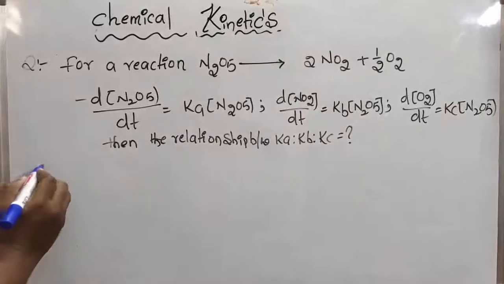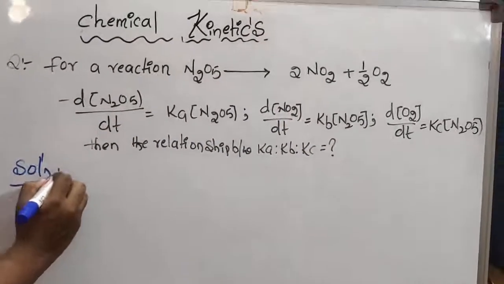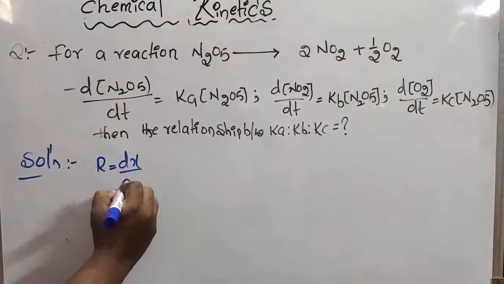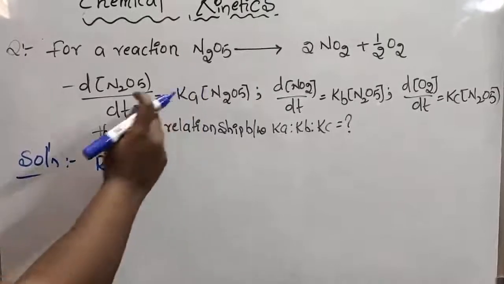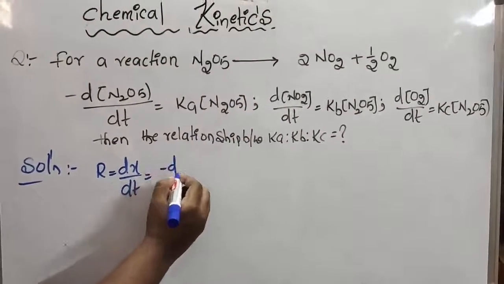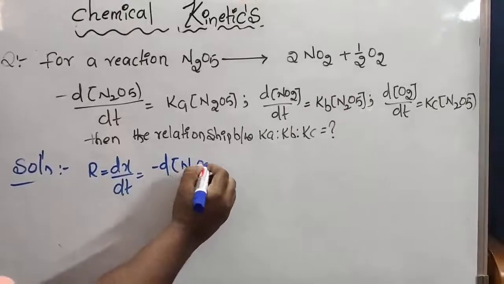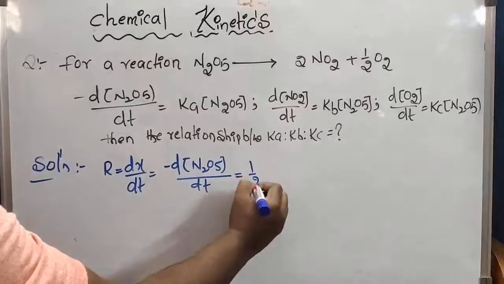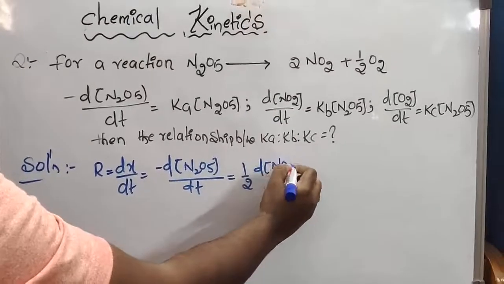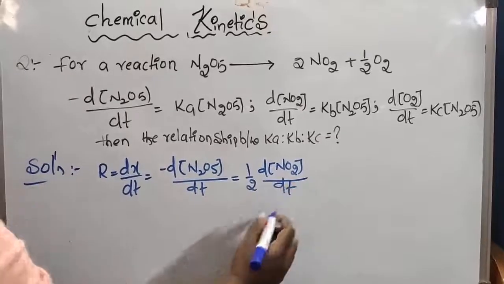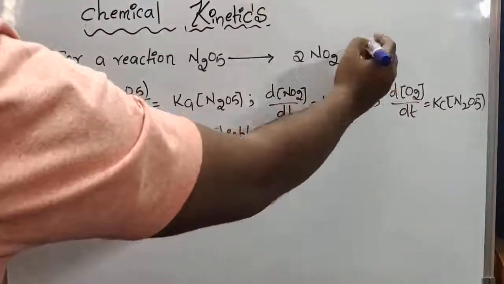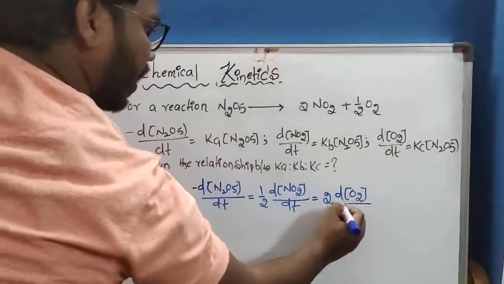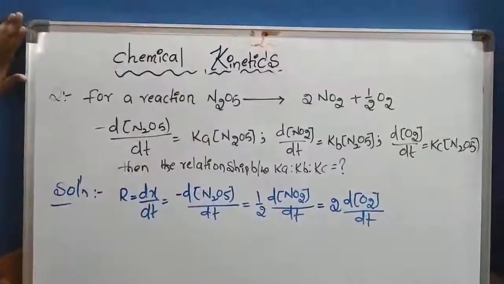So first you have to write the rate equation. R equals dx by dt. For N2O5, that means -d[N2O5]/dt equals 1 by 2 d[NO2]/dt. Next, here 1 by 2 is there, so I am taking 2 d[O2]/dt.